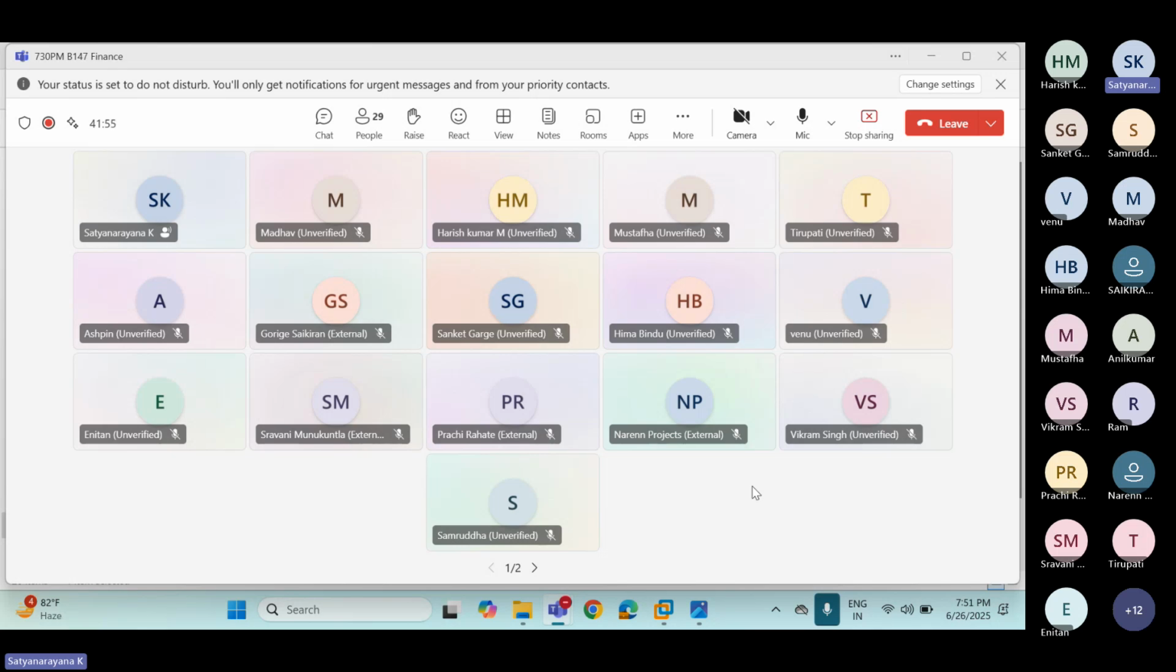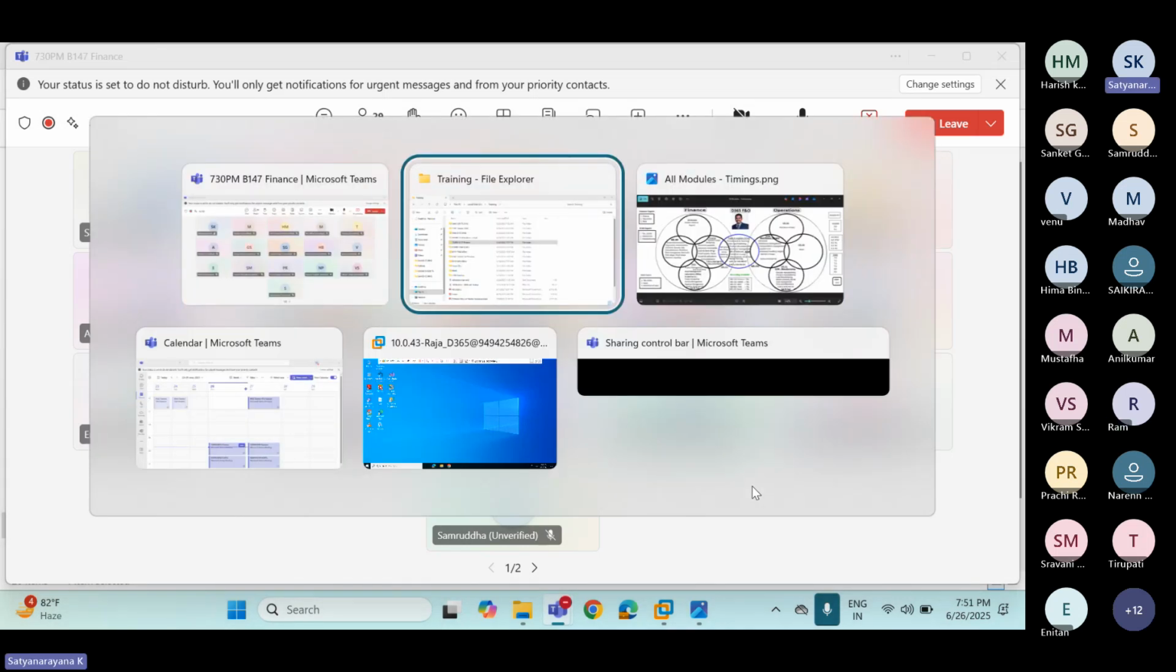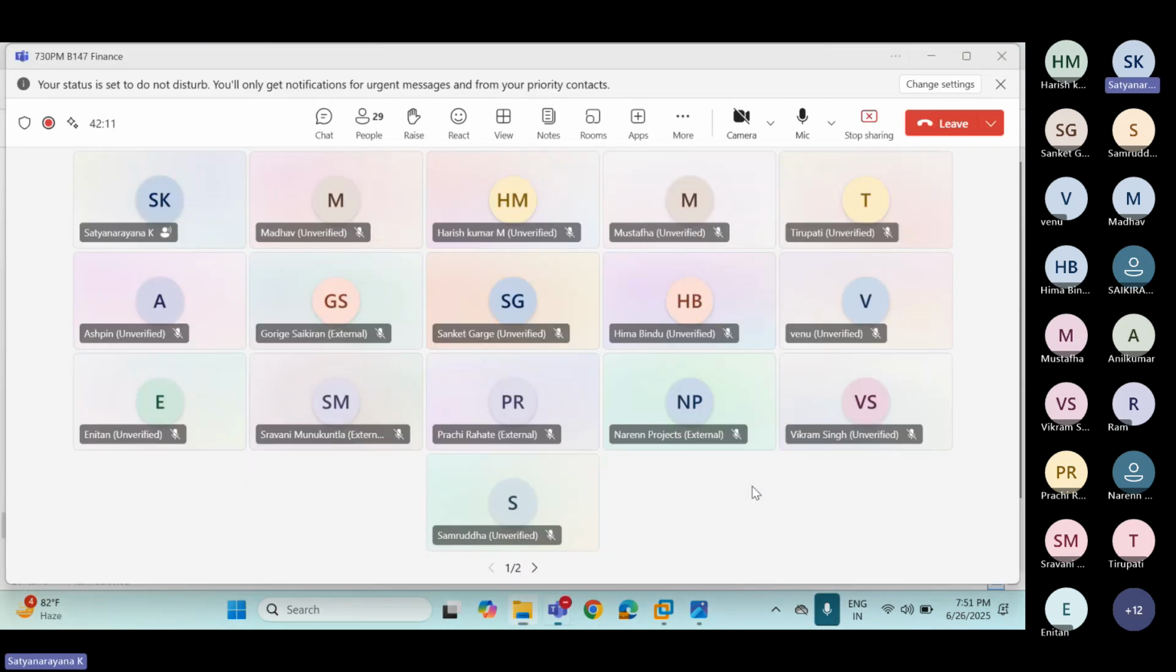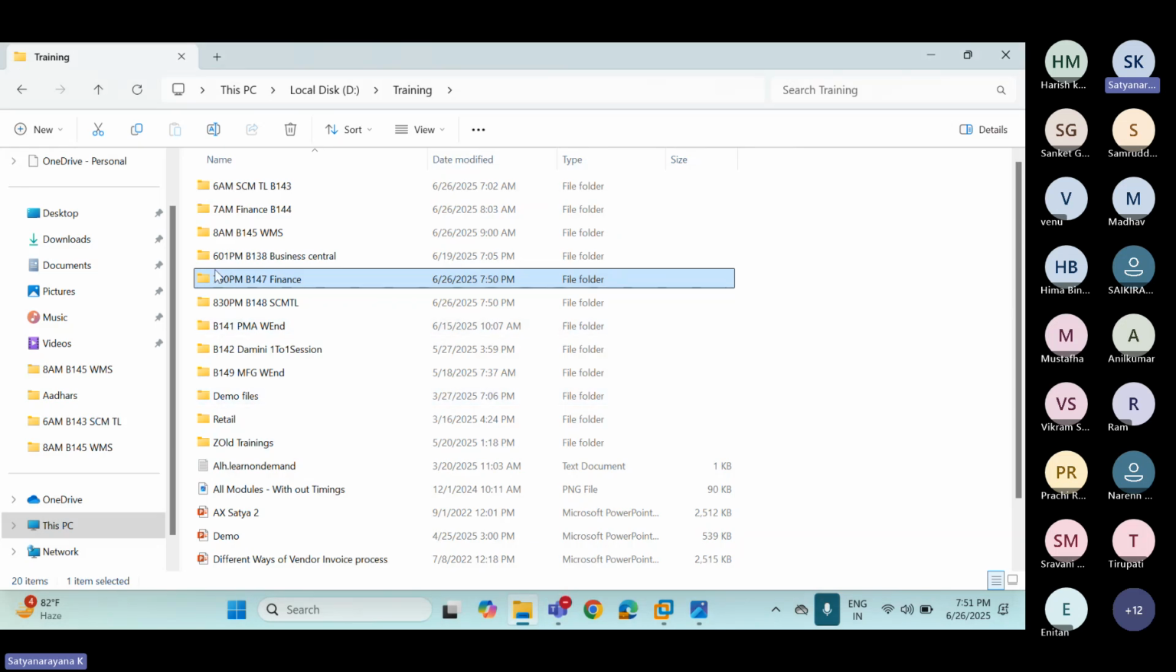Some people learned from me in 2013, some in 2015, some in 2017, 18, 2020 or 2025. It is a mix of all. I will add you into that community, that group, and you can discuss anywhere.